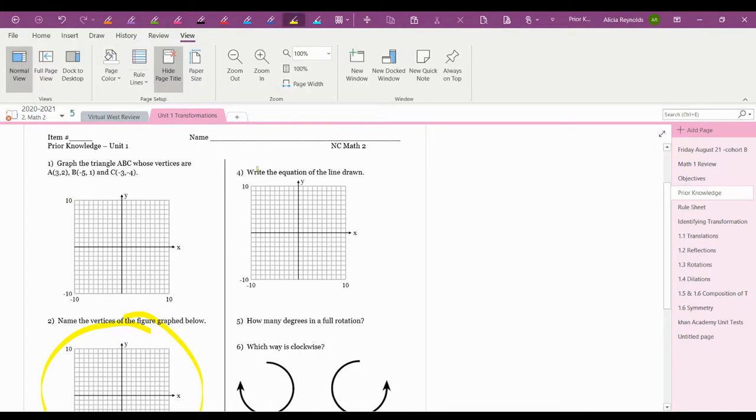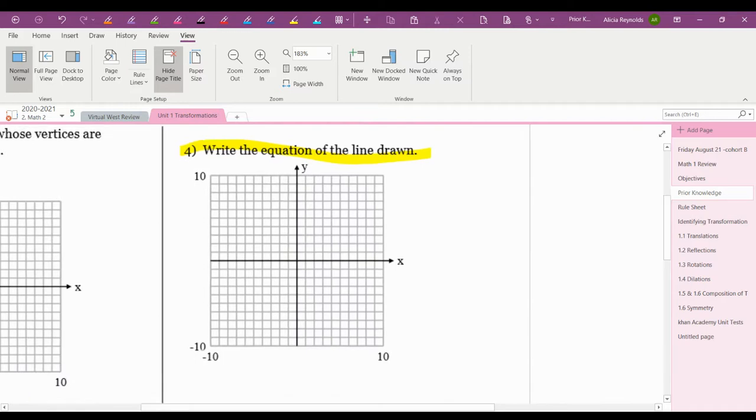writing the equation. Ooh, this one I did forget. So for number 4, I want us to write the equation of this line. You'll have to watch this video to see what this line is for number 4. If you guys don't watch this video, I will know because you'll be confused about what to do for number 4. So I want you to write the equation of the line drawn for number 4.